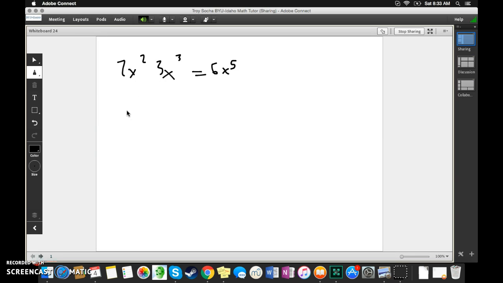Now, why is that? Well, these have the same bases. x is the base. 3 and 2 are just numbers out front. They don't matter. But x is the base, so we know we can add our exponents. So we're going to write 2 times x times x, times 3 times x times x times x. This is 2x squared right here, and this is 3x to the third.